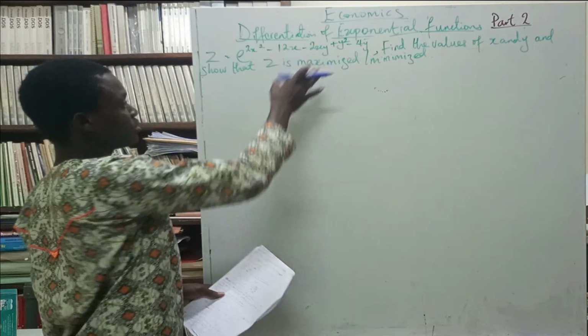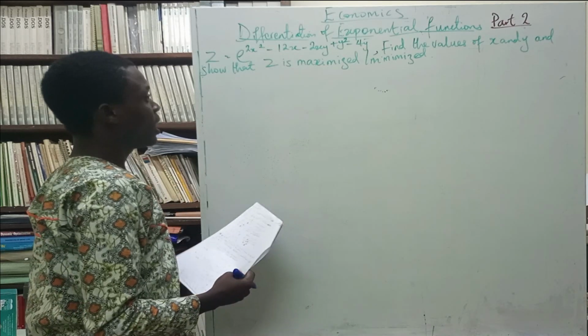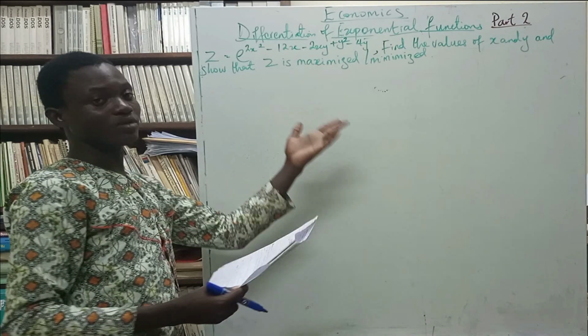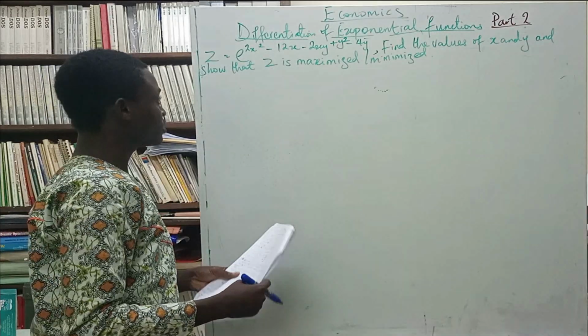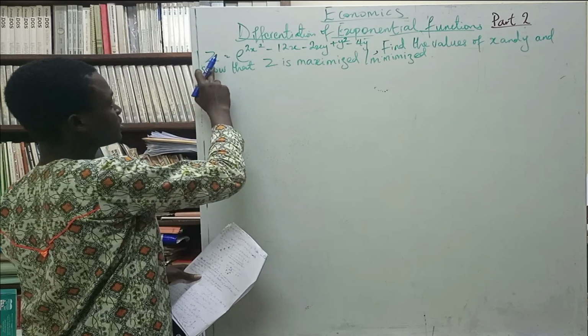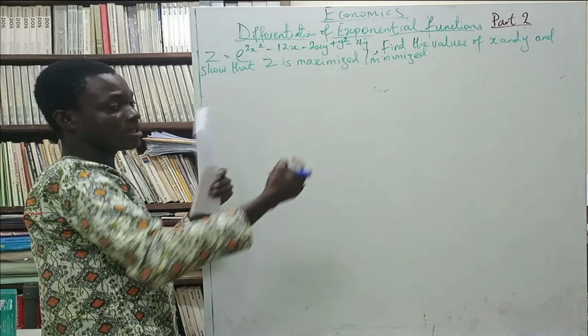So we have z equal to this. The question says that we should find the values of x and y, and that we should show that z is maximized or minimized at those values of x and y that we are going to get. So partial differentiation says this is z, so we have to find zx, that is the z dx.